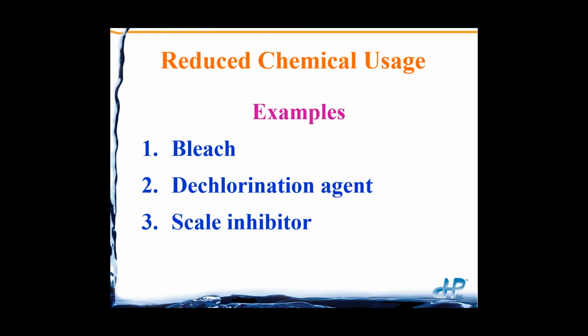We'll look at just 3. Bleach, and a dechlorination agent, which is usually sodium bisulfite, sodium metabisulfite, sodium sulfite, something like that. Some sulfite for dechlorination is the most common. And then scale inhibitor.